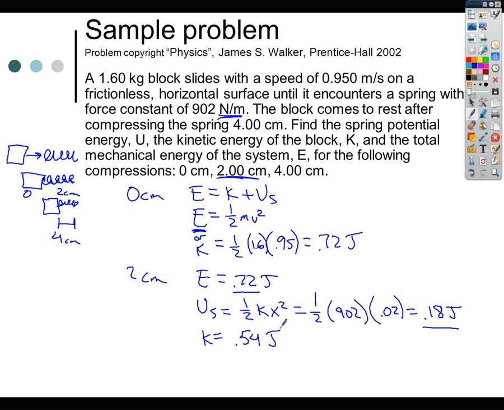The very last one will be for 4 centimeters, and this one's really simple. We know the total energy is equal to 0.72 joules. We know the kinetic energy here is equal to 0, and you don't have to solve for the spring energy, because the total energy minus the 0 kinetic energy gives you 0.72 joules of spring energy now that it's compressed 4 centimeters and it's not moving.